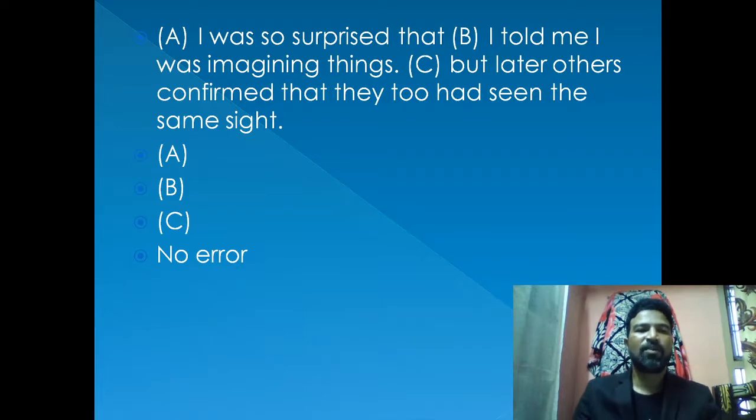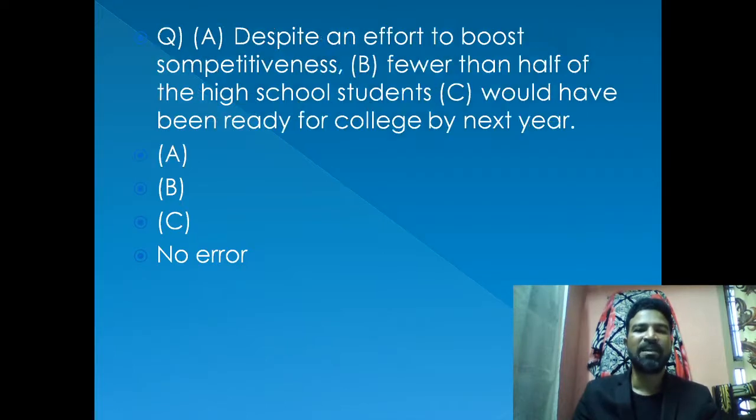The next question. I was surprised that I told me. Yes, there's also a repeated question here. You can easily guess. The error is in part B of the sentence. I told me. Sorry, I think it's been given as A. It is wrong. It should be B.